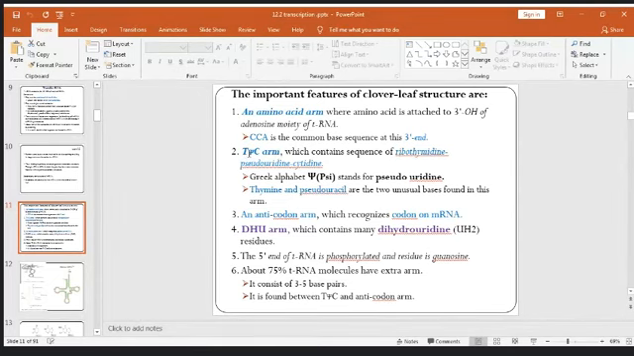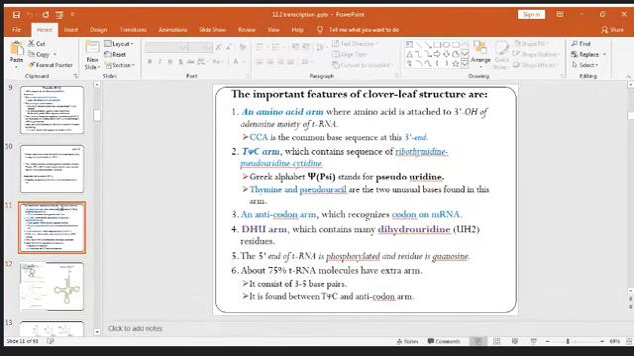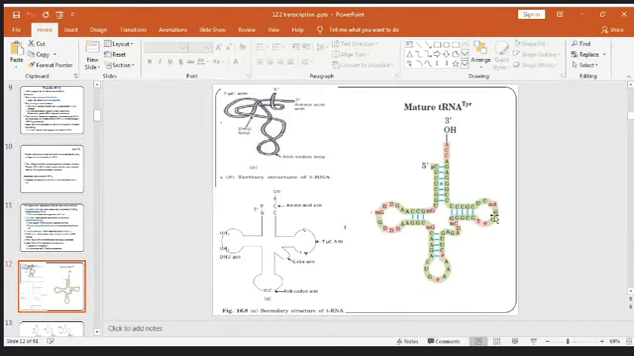The thymine pseudouridine cytidine arm contains the sequence of ribothymidine, pseudouridine and cytidine. So we can see on the structure here, on the right side of the leaf structure of the RNA, the pseudouridine and cytidine sequence arm.